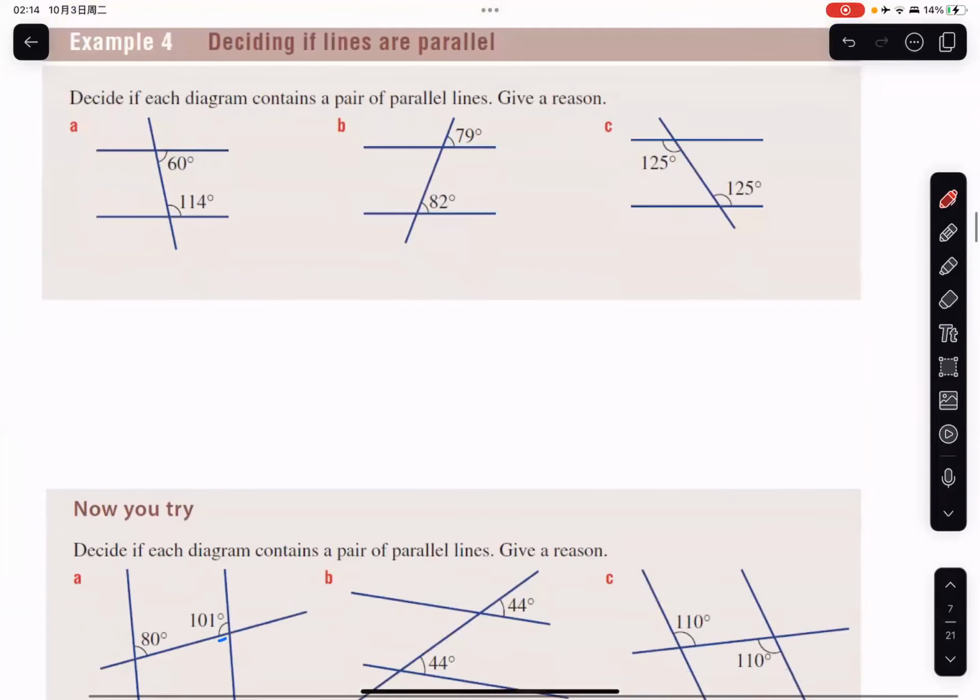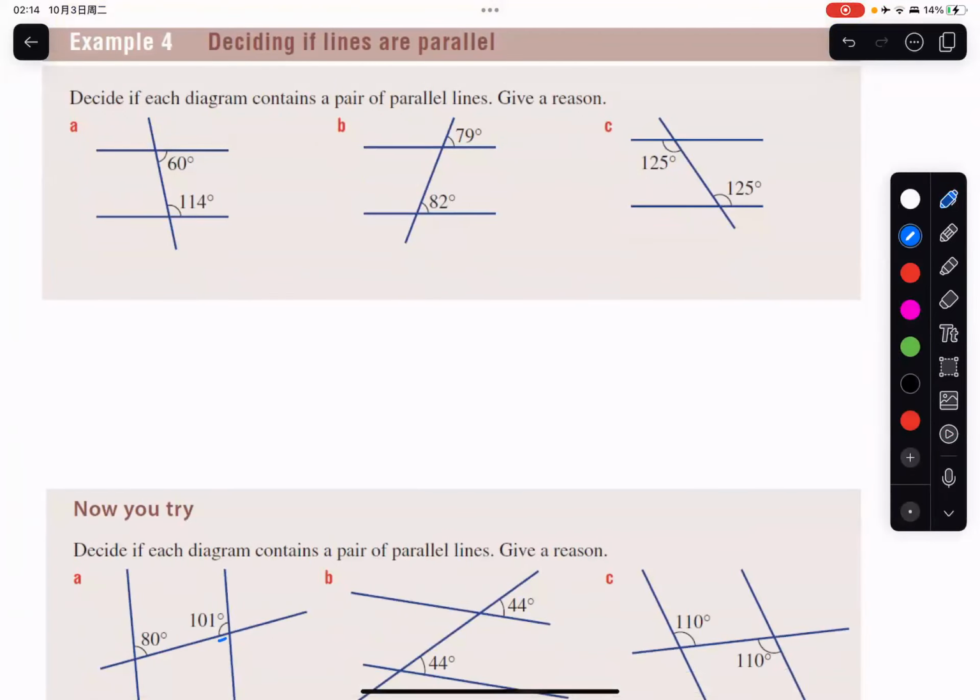You can copy the notes later on Google Classroom. First one: decide if each diagram contains a pair of parallel lines, and give a reason. First one, 60 degrees and 114 degrees. We first need to decide which kind of angles we're going to use. Here it is like a door, and the angles are inside the door, so that one would use co-interior.